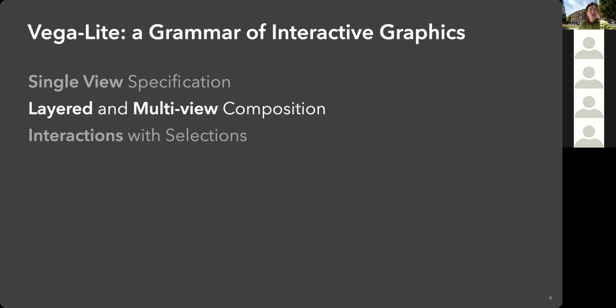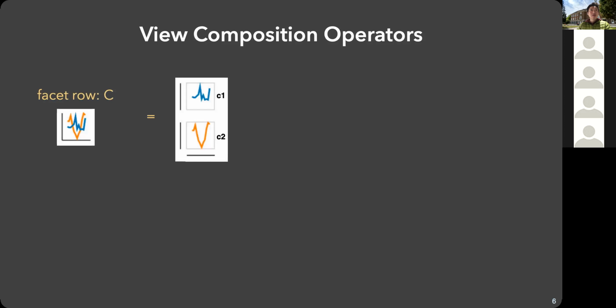So these are called layered and multiple view compositions. They look quite similar. Basically you have multiple views, but there's a small, subtle difference between layered and multiple views, which we're going to explain a little bit later. First, we're going to have a quick look at the different commands you can use in Vega-Lite to compose different views together. And the first one is the facet.